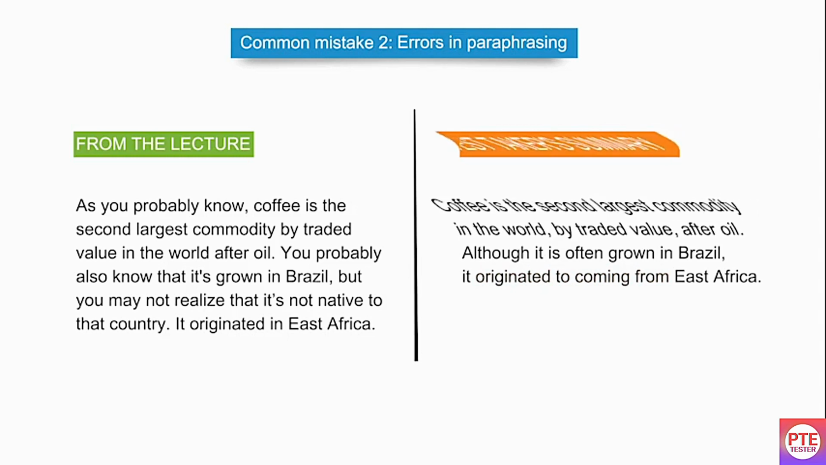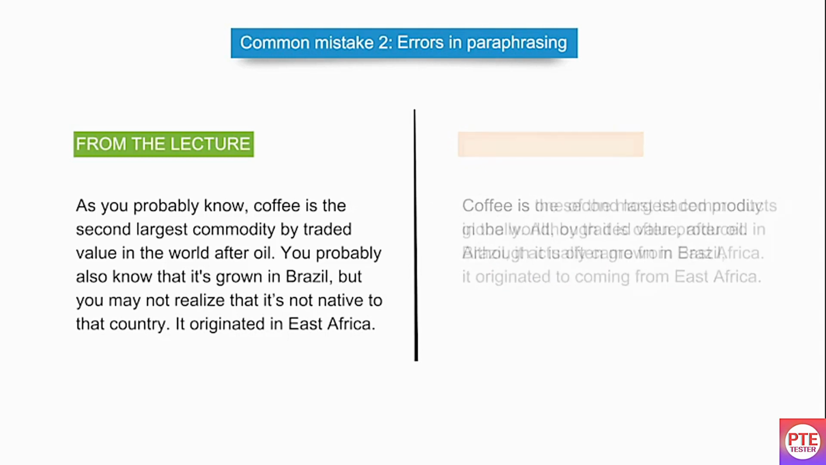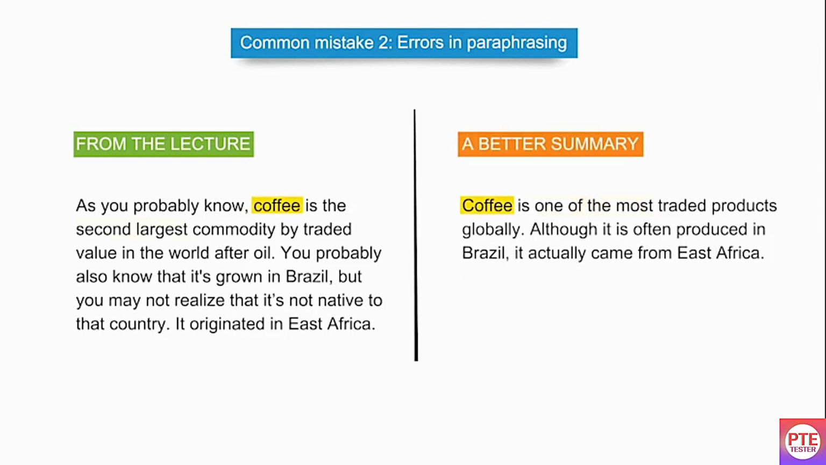Don't overcomplicate your summary. A better summary would be, coffee is one of the most traded products globally. Although it is often produced in Brazil, it actually came from East Africa.